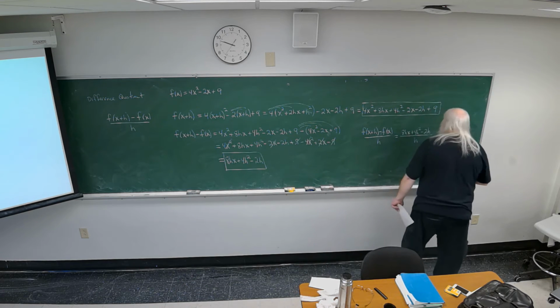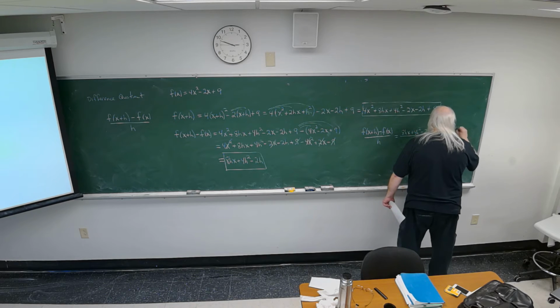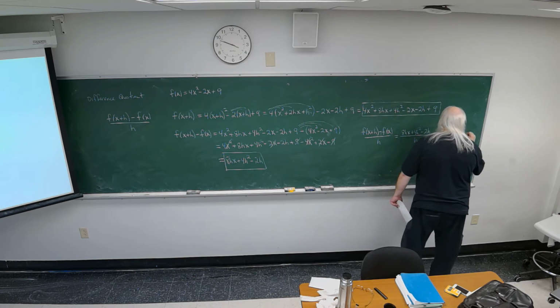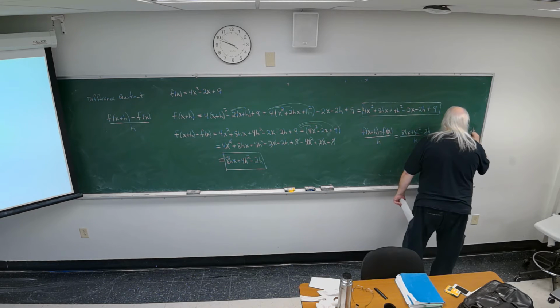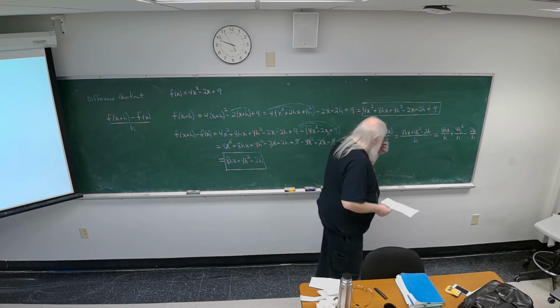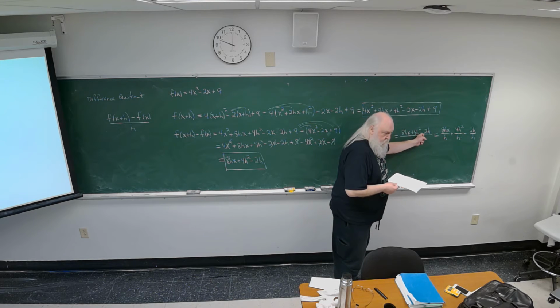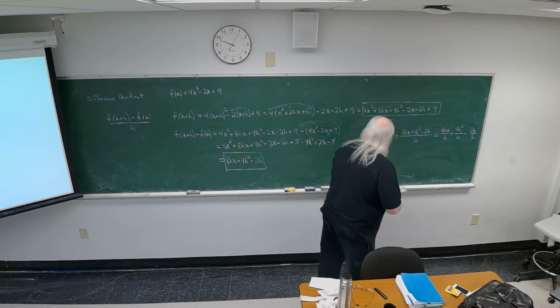So this is equal to 8hx over h plus 4h squared over h minus 2h over h. Okay. Remember, fraction bars are like division symbols. Division does not do addition and subtraction. Okay, so you got to divide each of those terms by h.